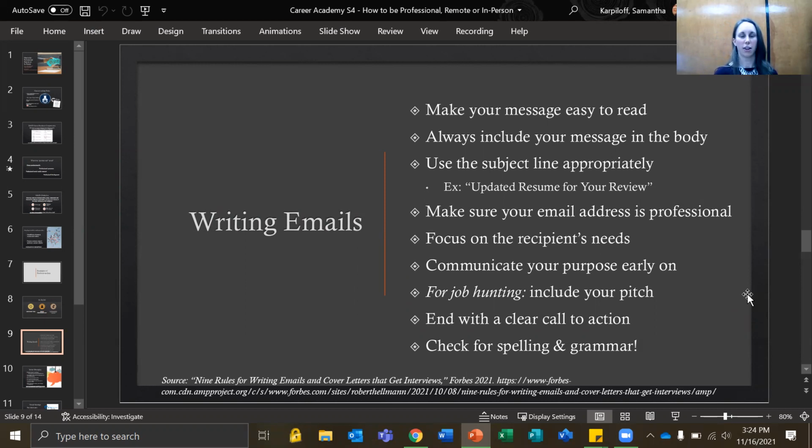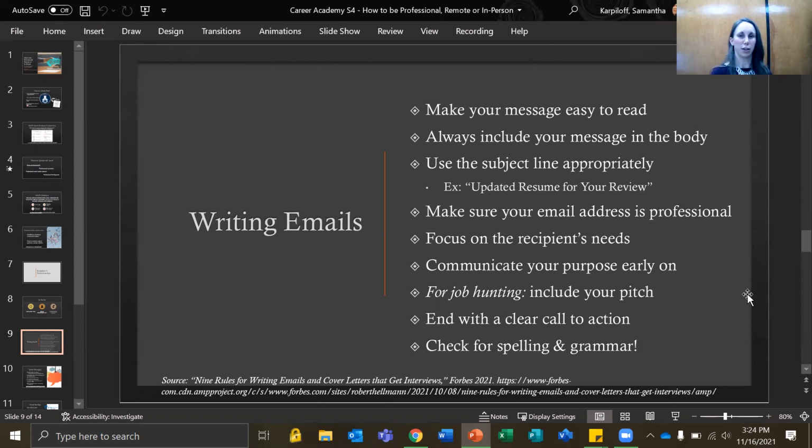Next, you want to make sure you communicate your purpose early on in the email. So often I start emails with "the reason I'm writing is..." or "I'm writing to reach out about X, Y, or Z." And when it comes to job hunting, this was, I think, specific to looking for internships or jobs, you want to include your pitch, your elevator pitch. So maybe this is a job that you heard about through one of your connections and they gave you someone's contact information to reach out to them. You'd want to, very early on in that email, drop the reason again that you're communicating with them, but talk a little bit about yourself.